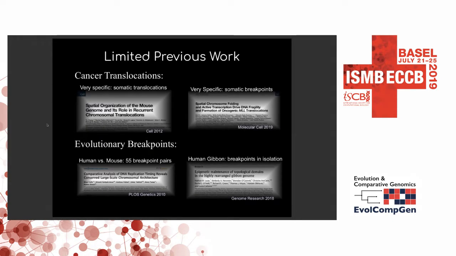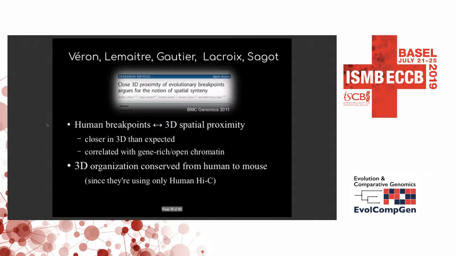This has been studied in limited ways. In cancer, there are studies on translocations. They're all limited to somatic translocations. On an evolutionary level, there have been limited studies on human and mouse, human gibbon. In these two cases, breakpoints were just considered on their own in isolation. And I'll show you why that's important in a second.